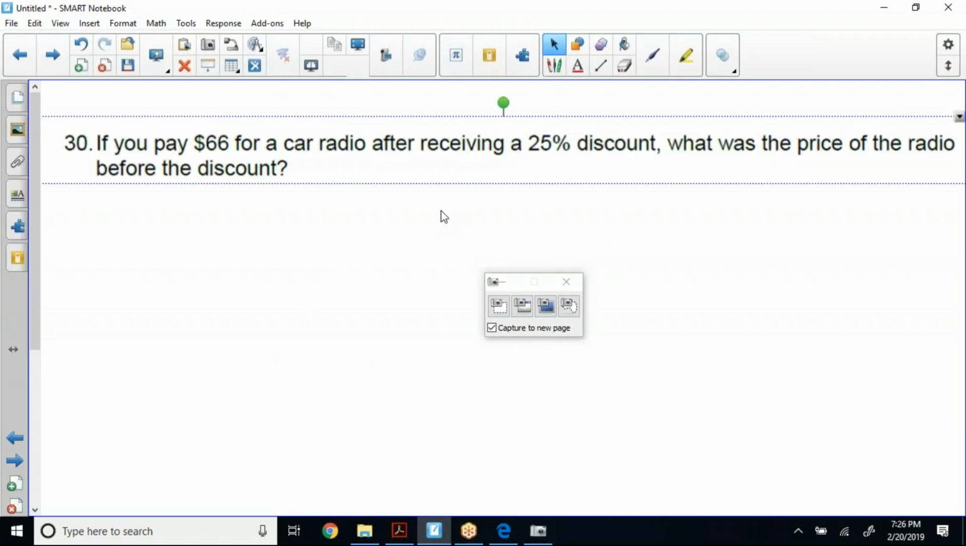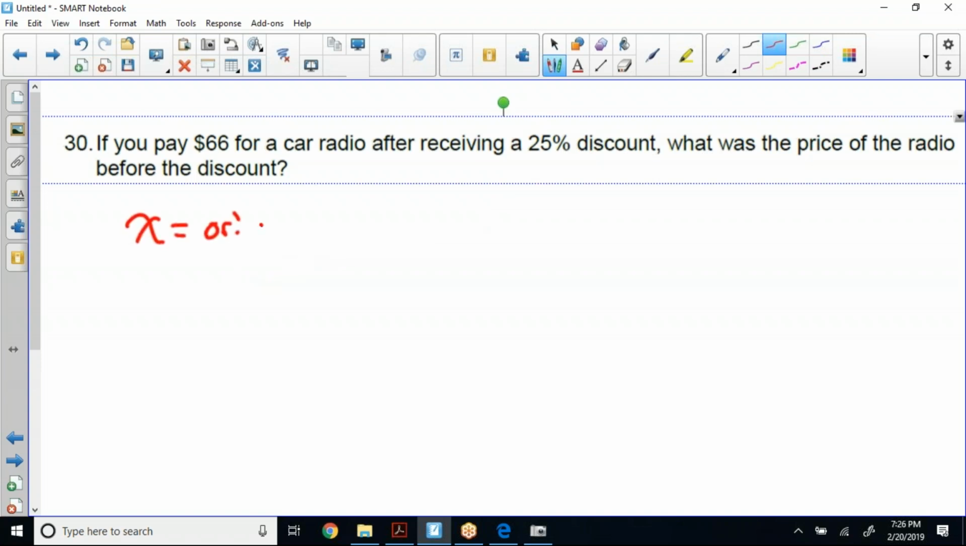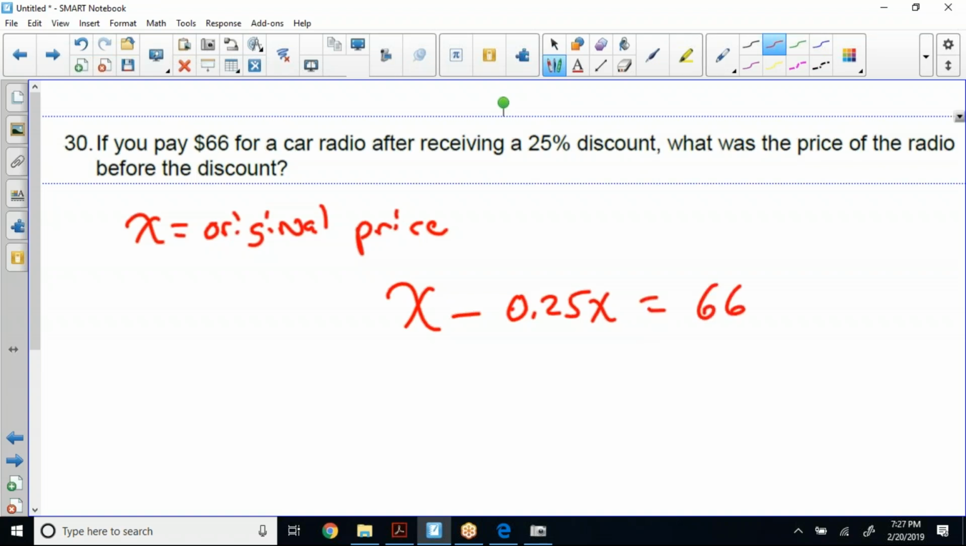All right, we worked one of these way back in the beginning of the semester. So let's kind of look at it. If you pay $66 for a car radio after receiving a 25% discount, what was the price of the radio before the discount? Well, guys, the original price we're going to say is X, right? So we're going to say X minus 25% times X. 25% times the original price will give me how much is off, right? And that is equal to $66.